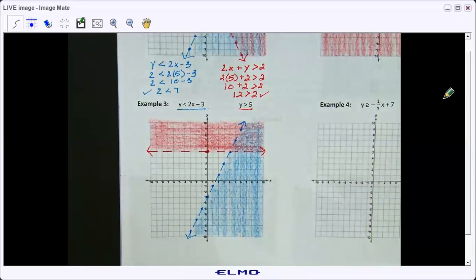Which quadrant will you find a solution to these inequalities? Yep, only quadrant 1. There's no other quadrants, which is not typical.